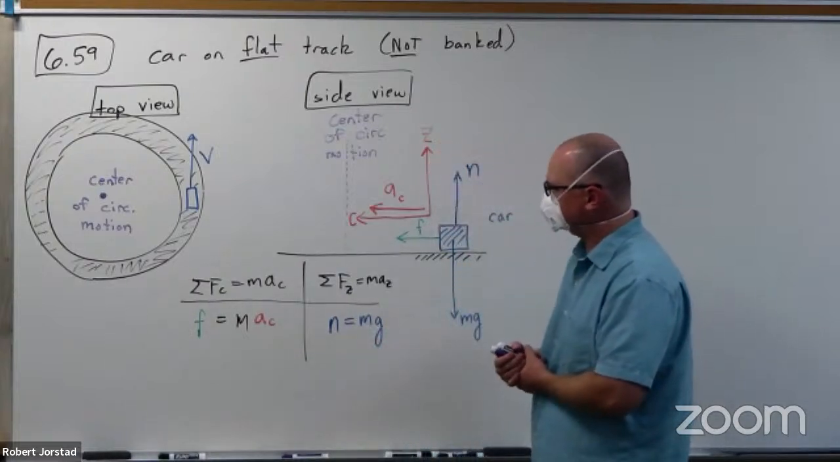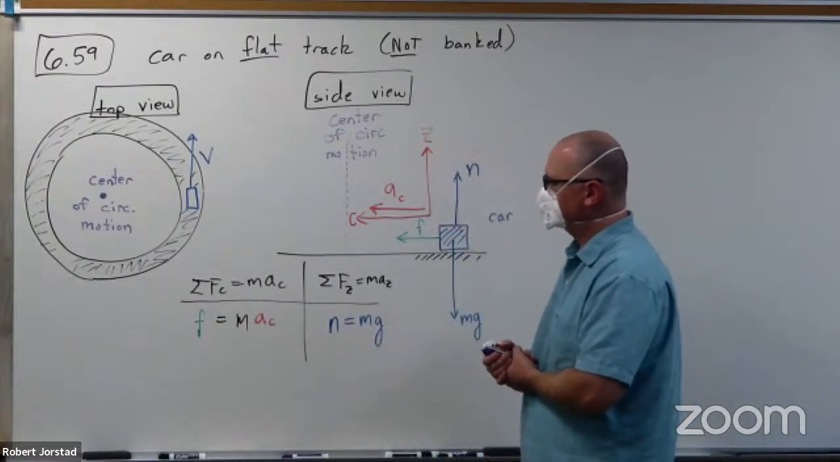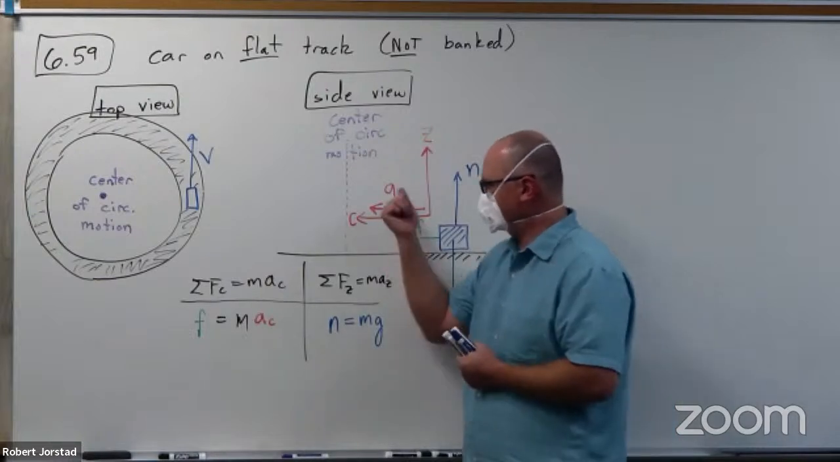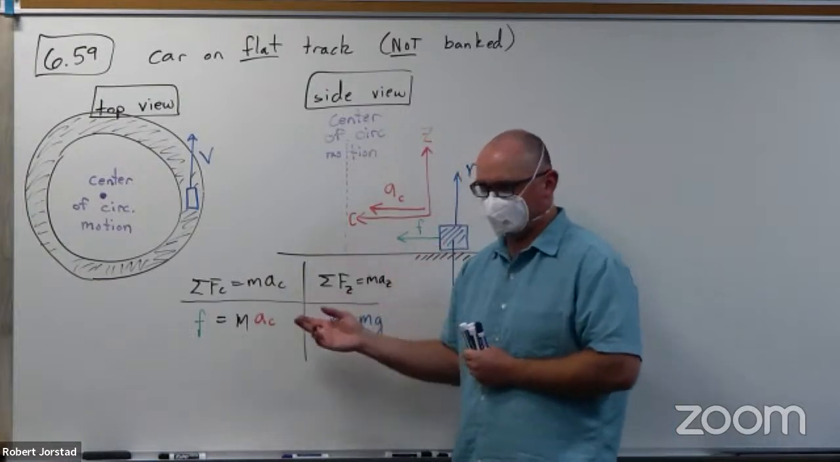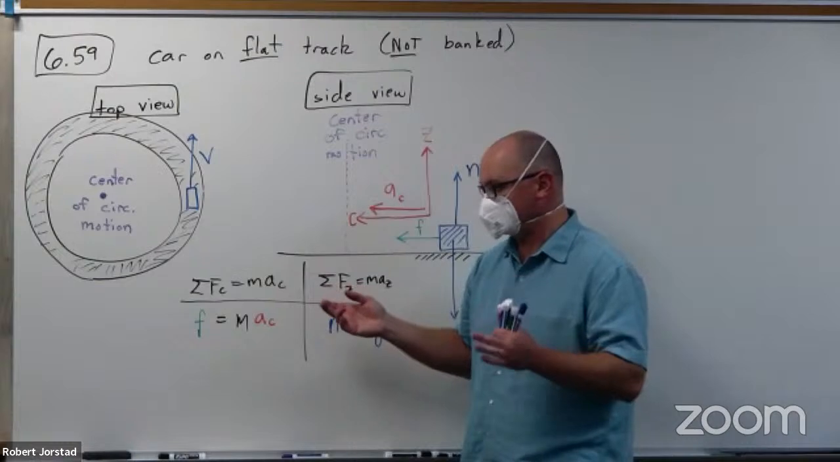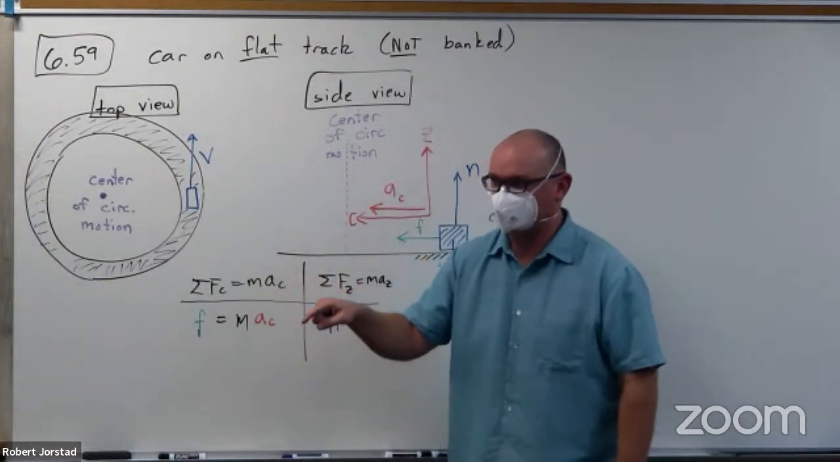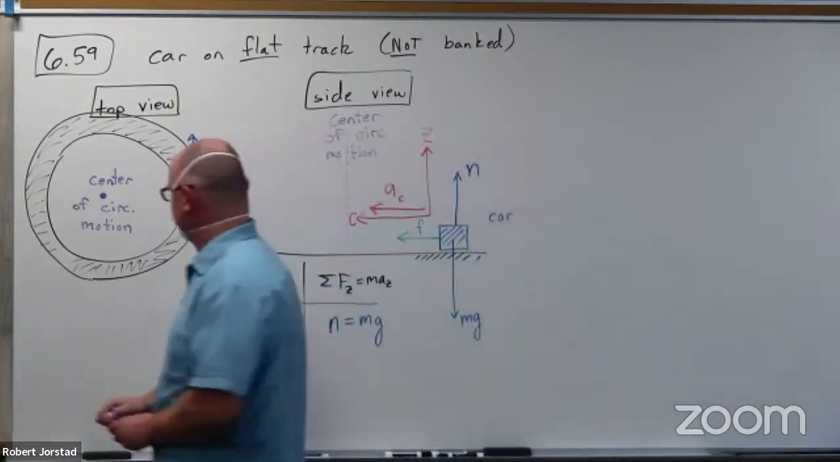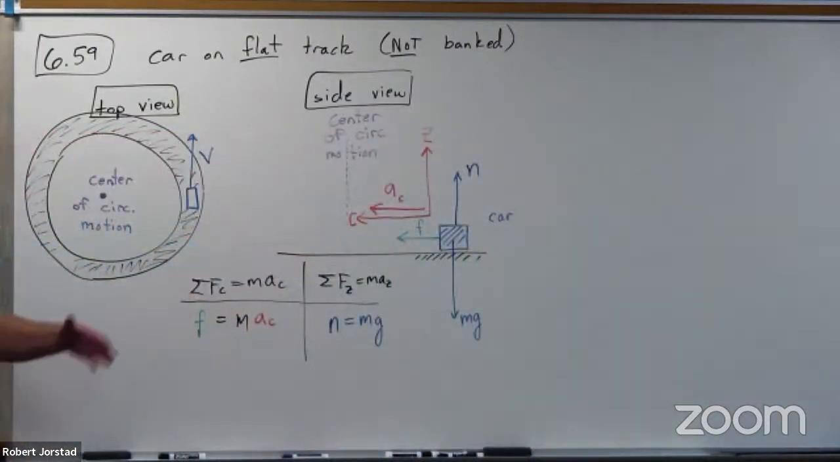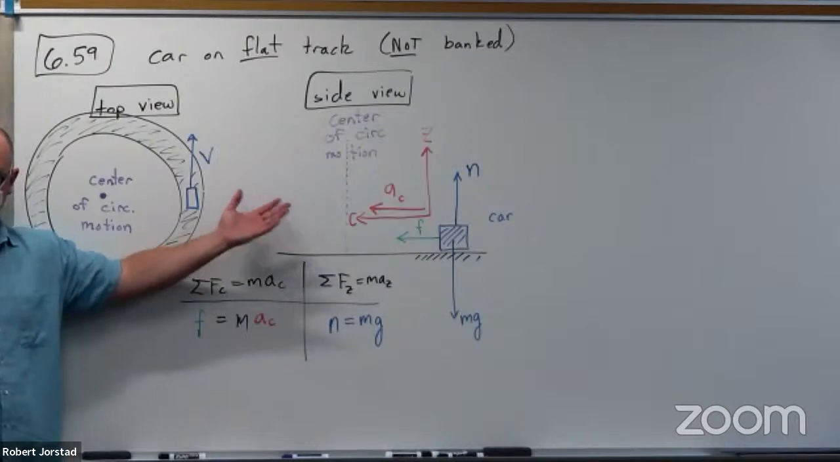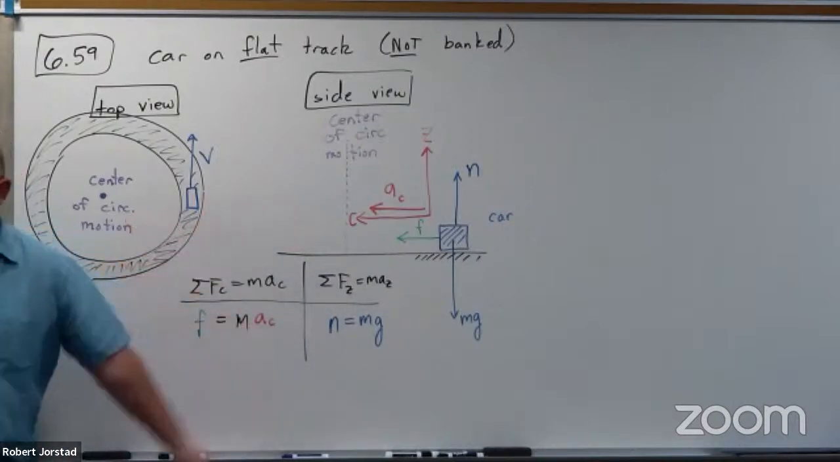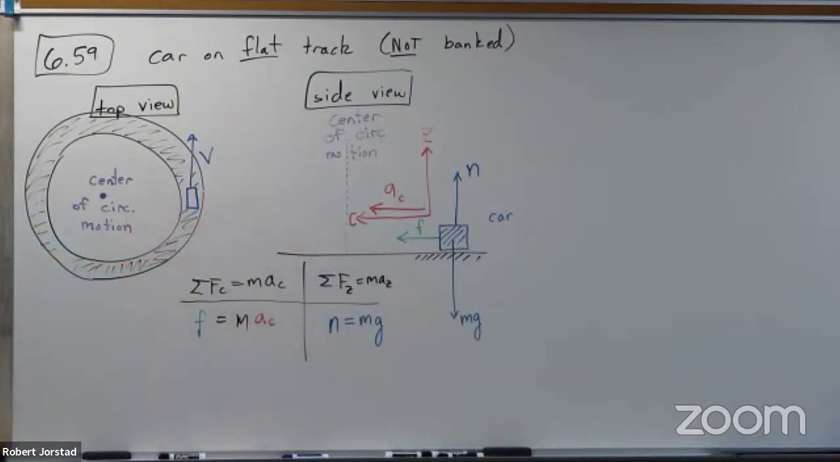Now, usually after you draw the FBD and write down some force equations, what's a good thing to do next? Read the question and find out what we're supposed to do. This should be automatic, because anytime we have a problem with forces, we draw this and think about it, then read the question. What are we trying to do? What is the question? Determine the minimum turn radius for this car at this speed on the flat track.